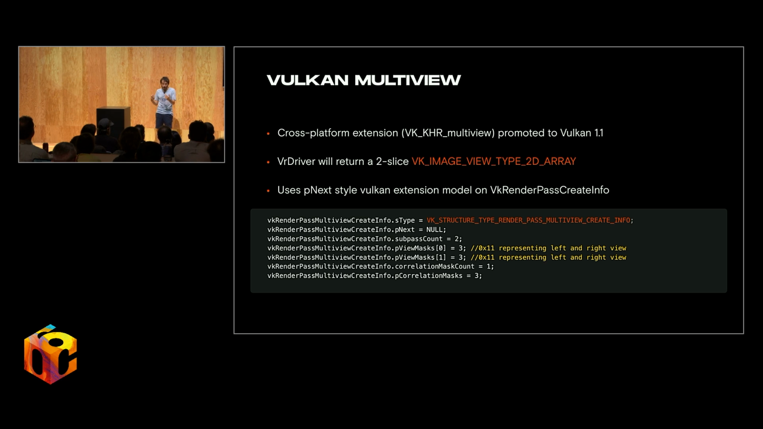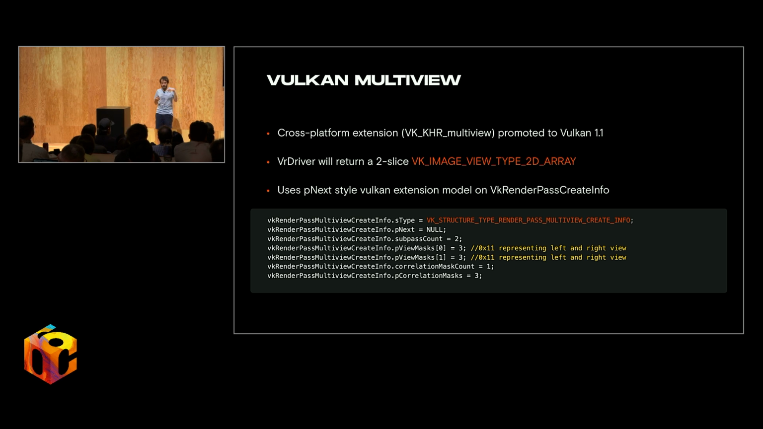It's important for you to know that on the VR driver side, we actually have an enum when you allocate a texture that says specifically, I would like this texture to be a texture array, so that you can render directly into the swap chain that you need to render in Multiview. You configure this using the PNext style Vulkan extension model on VkRenderPassCreateInfo, the same thing as MSAA. And it's pretty easy to use.